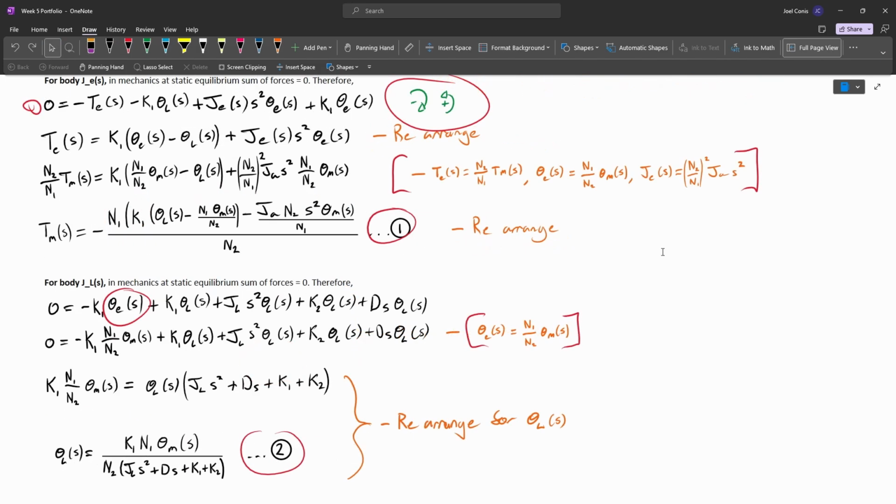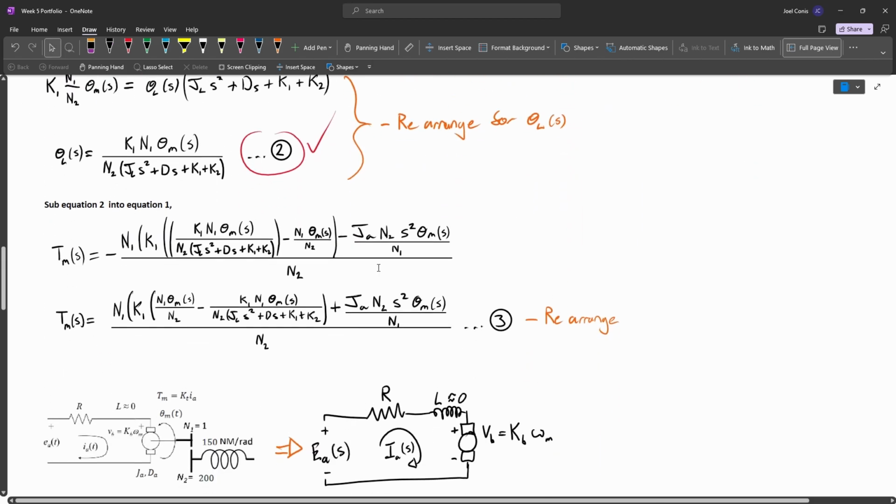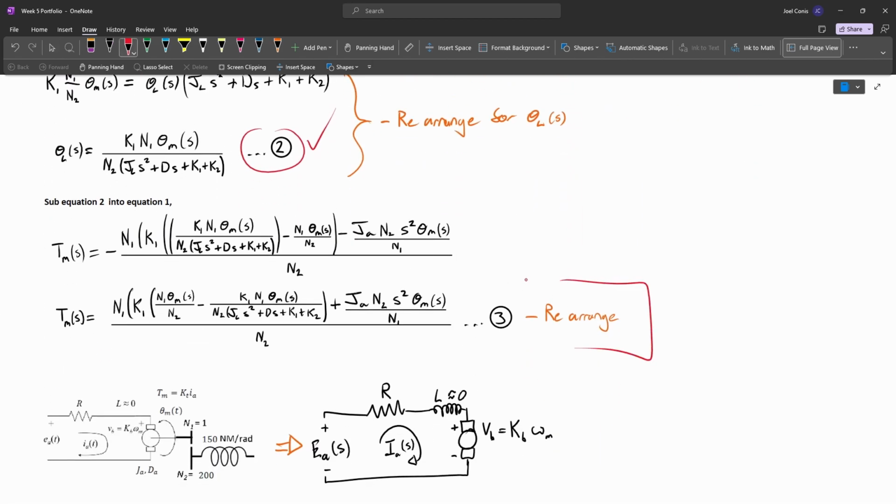Before moving on, let's look at our problem. There are two equations with three unknowns. We don't know the torque at the motor, theta L, or theta M. But by substituting equation 2 into equation 1, we can get a relationship between torque at the motor and the angle at the motor, as shown here in equation 3. This is useful because the motor torque is related to the motor angle once we do our circuit analysis. This is going to even out our unknowns and it will make the problem solvable.